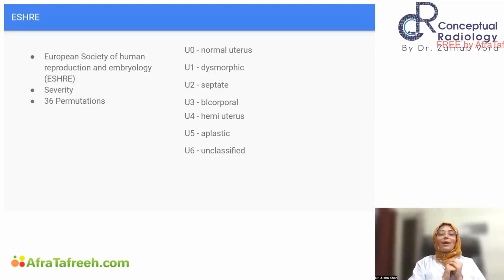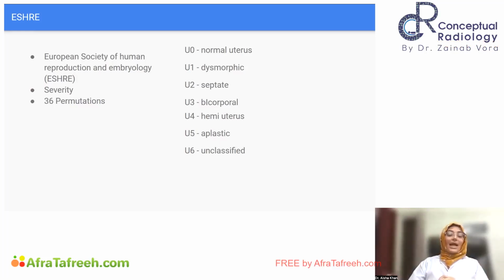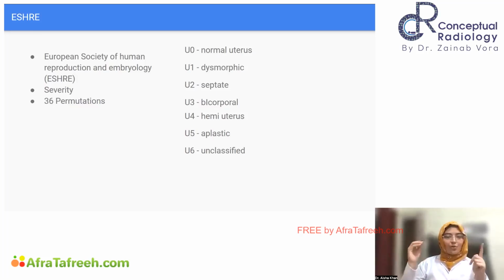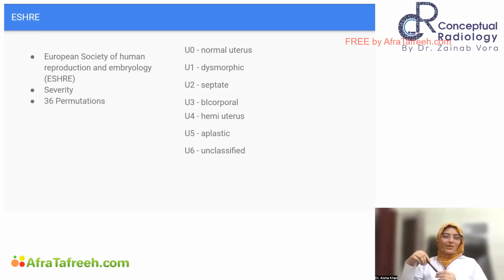But if we talk about the European group, here it is exactly the opposite. The U0 is the normal uterus, and U5 or U6, the severe anomalies, come later on. So ESHRE is the European Society of Human Reproduction and Embryology. While ASRM is based on the normal embryology, ESHRE is based on the clinical prognosis and severity. So U0 is normal and U5 is aplasia. ESHRE has a total of U0 to U6 for uterus.